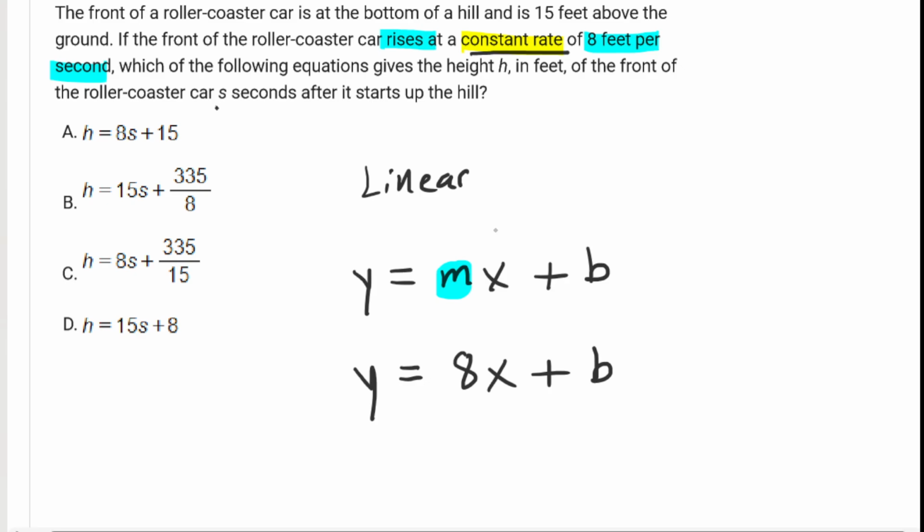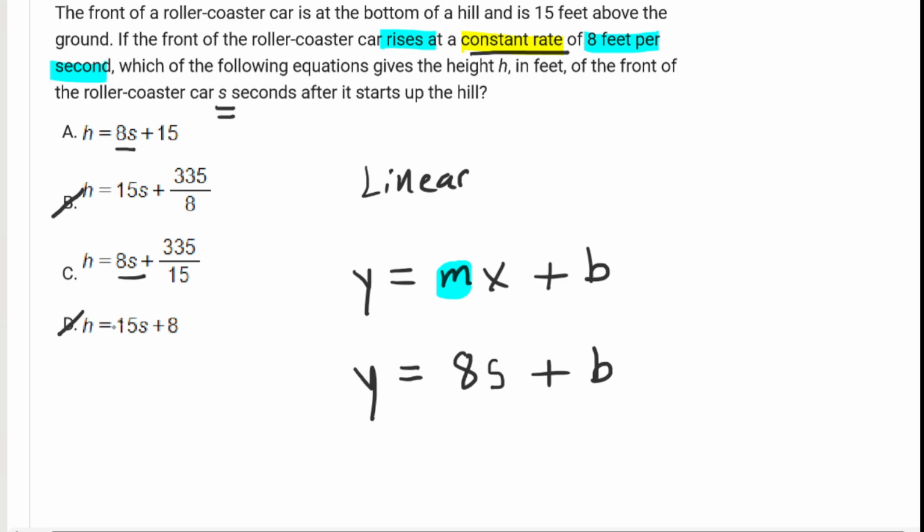We can see that instead of x, the variable that they're using is s. So we can make a quick modification to our problem. So we know the correct answer has to have an 8 times s. We can see choices A and C both contain that. So you can eliminate B and D.